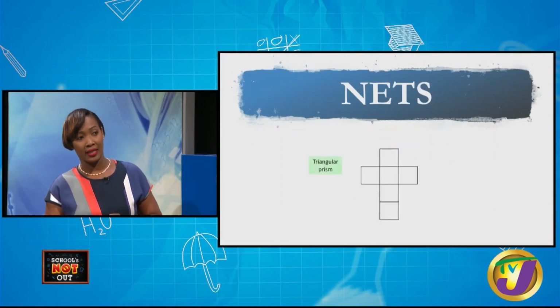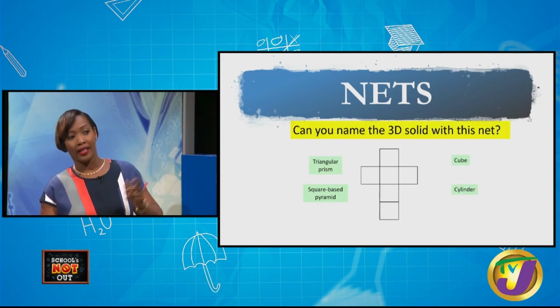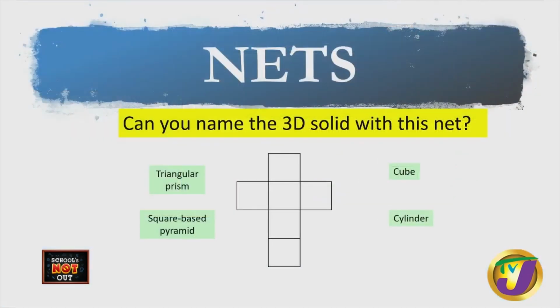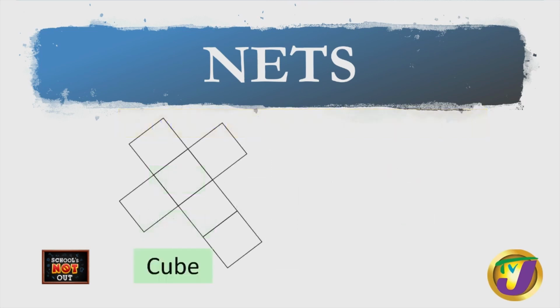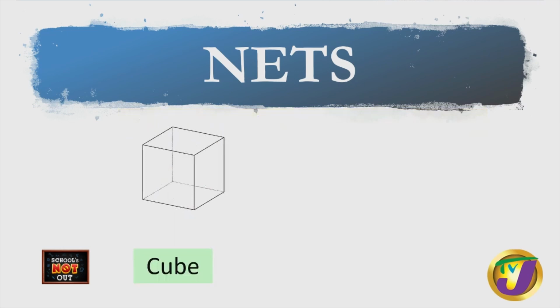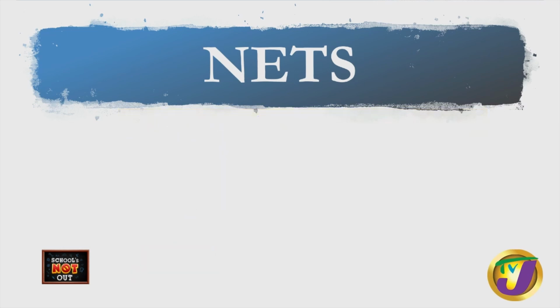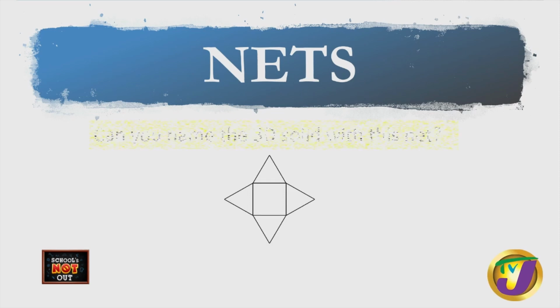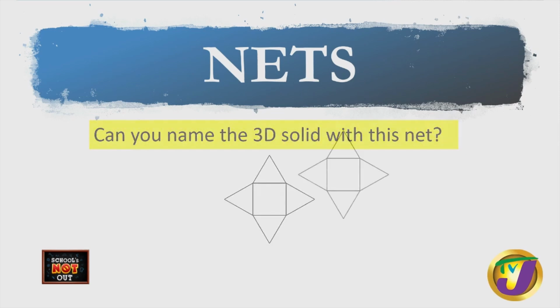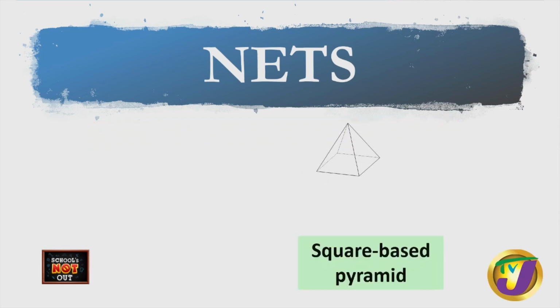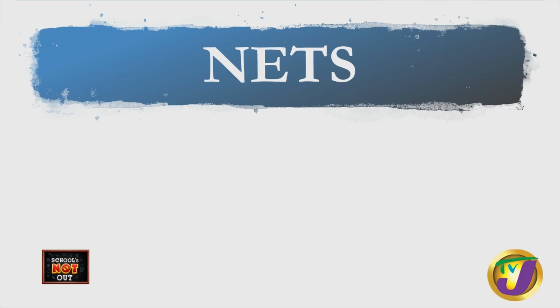So our first net is up. Can you name the 3D solid with this net? Did you say cube? Awesome job. What about this one? I'm sure you got it. Let's see what it is. Yes, it is a square base pyramid. Awesome.